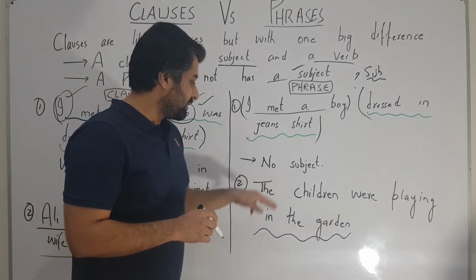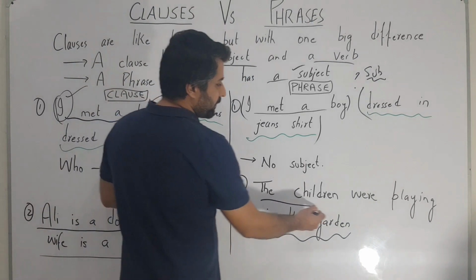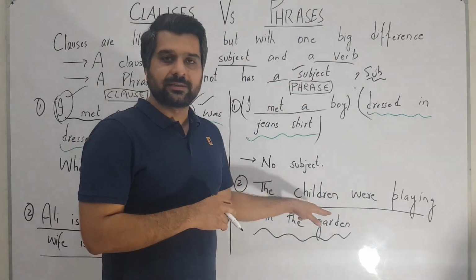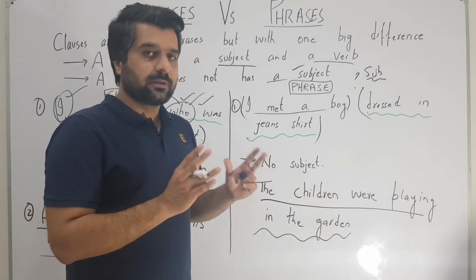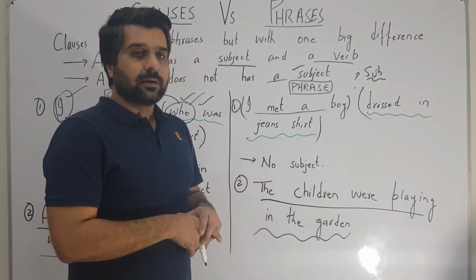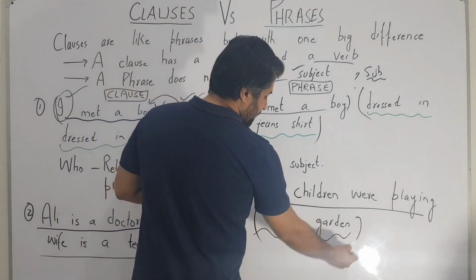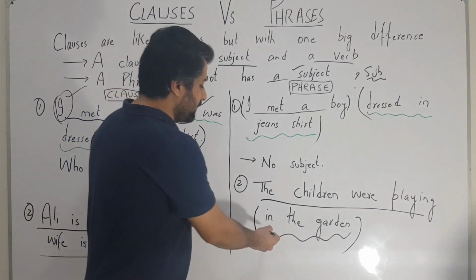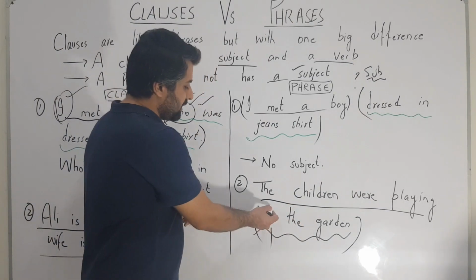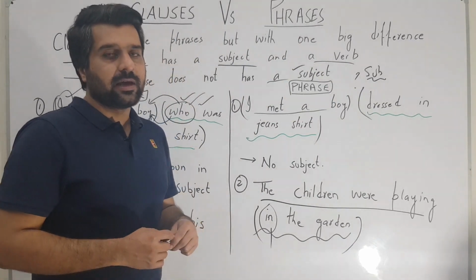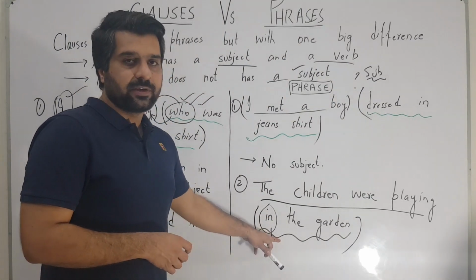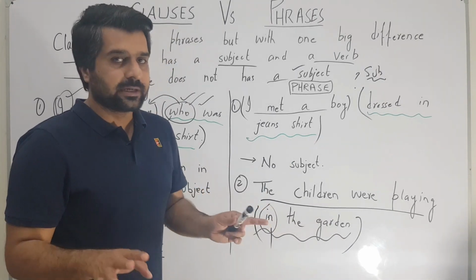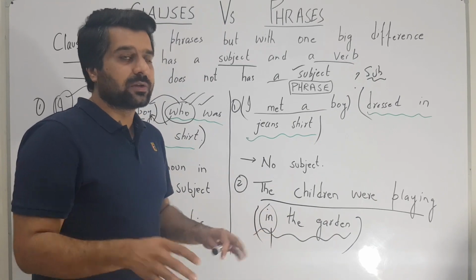Now let's consider another example. The children were playing. So this is a complete sentence and it makes sense. It is delivering complete meaning. Now this group of words, in the garden, is a phrase and we call it a prepositional phrase because it has a preposition at its head. You can see that these words have got no subject. These are just a group of words without a subject.